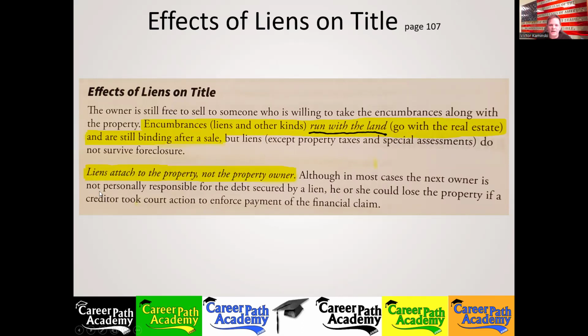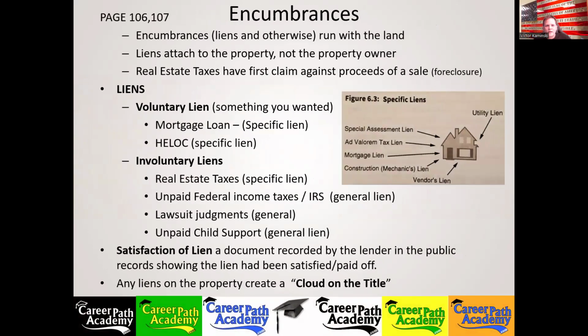That's why it's always in the buyer's interest to do a title search to find out if there are any unpaid outstanding liens on a property before going through with their purchase. So once again, encumbrances, liens and otherwise run with the land. Liens attach to properties, not the property owner.